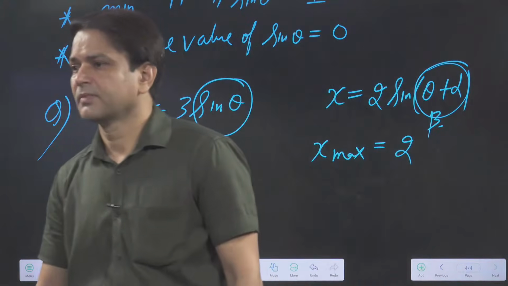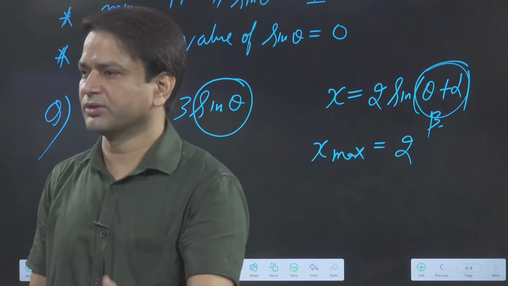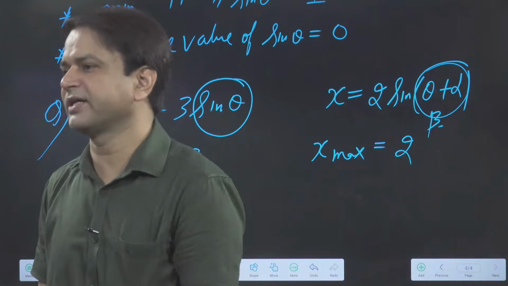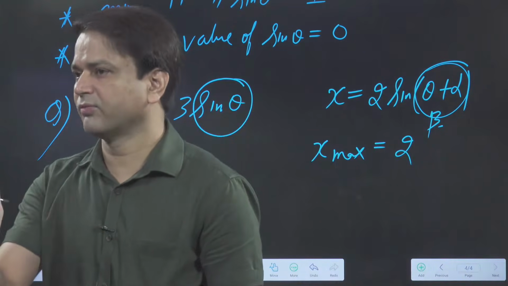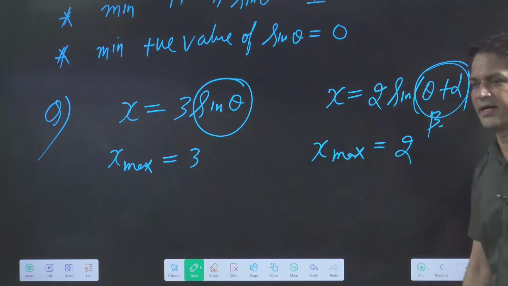Like suppose theta is 60 and alpha is 30. So 60 plus 30 is 90, sine 90 is equal to what? 1. Then what is the x max you will get? 2. Completed?